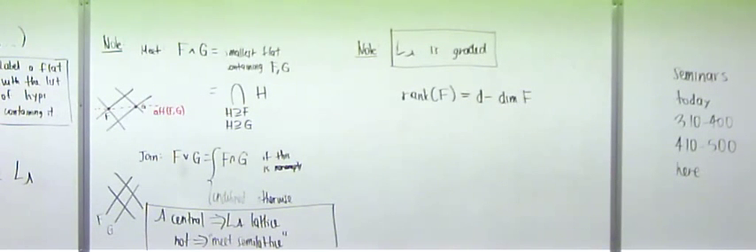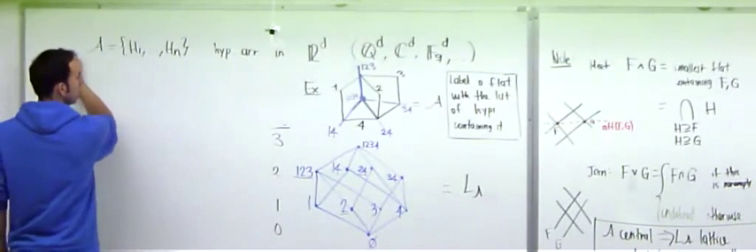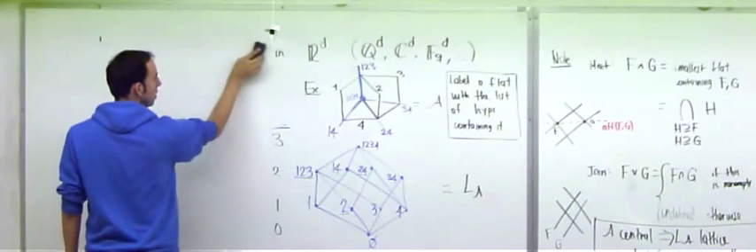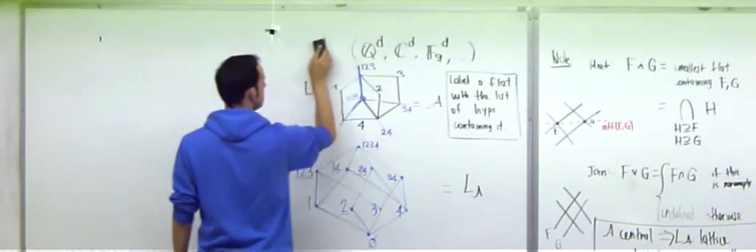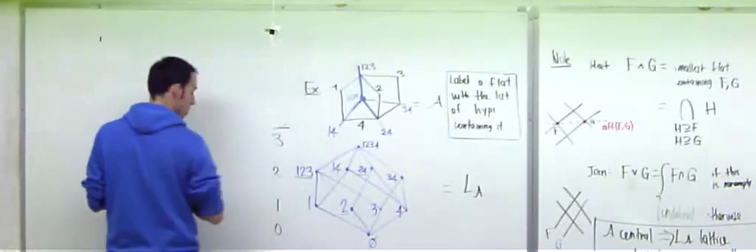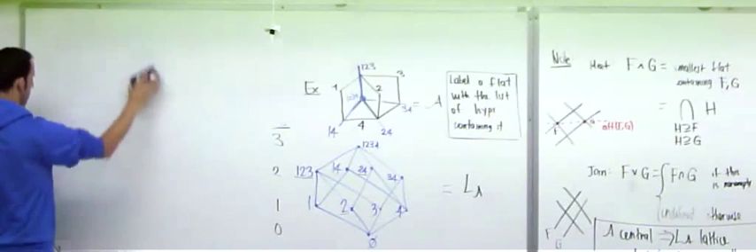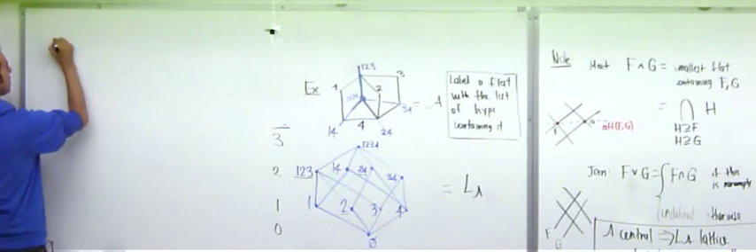Okay, so that's the intersection poset. And now what I want to do is I want to make a definition, the Mobius function of a poset.